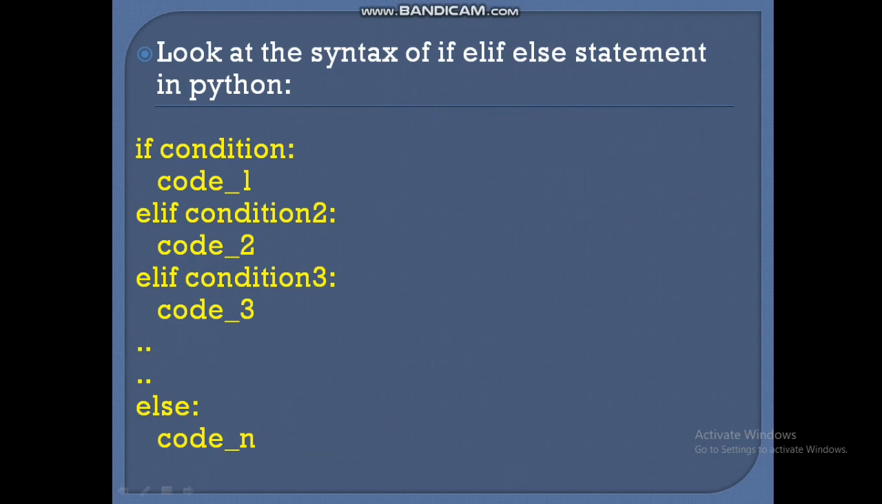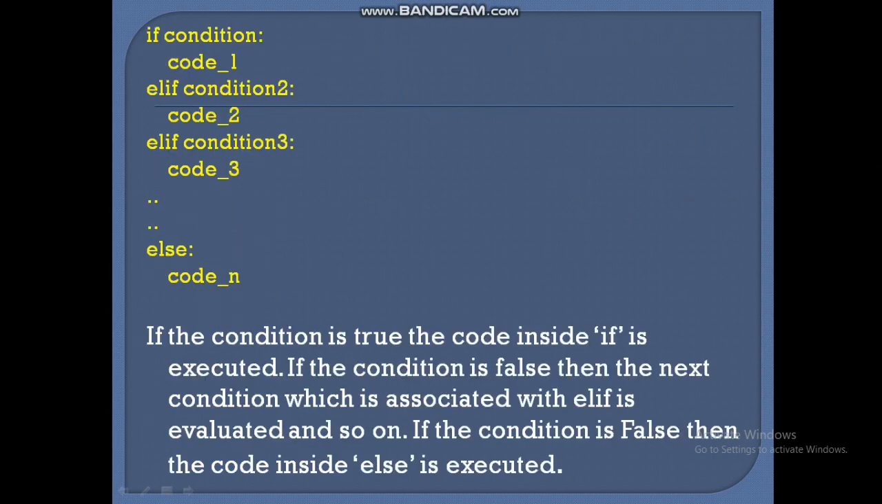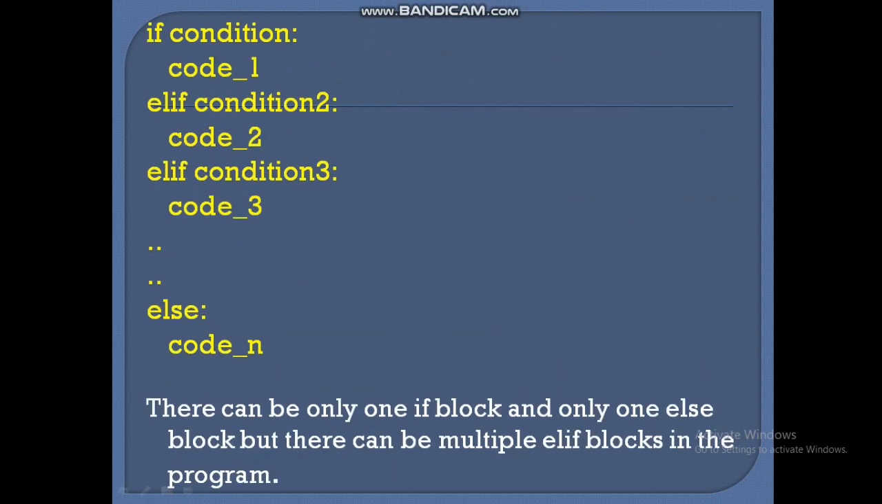Look at the syntax of the if, elif, else statement in Python. If the condition is true, the code inside if is executed. If the condition is false, then the next condition, which is associated with elif, is evaluated and so on. If all the conditions are false, then the code inside else is executed. There can be only one if block and only one else block, but there can be multiple elif blocks in the program.